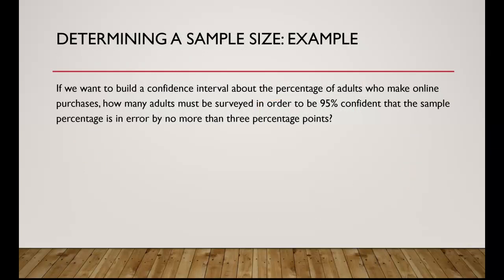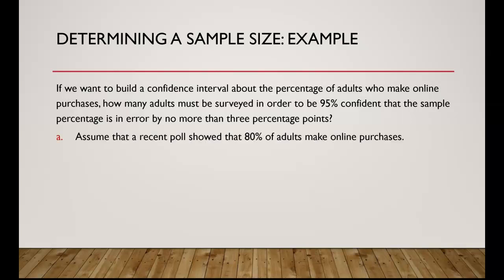Let's read the following example. If we want to build a confidence interval about the percentage of adults who make online purchases, how many adults must be surveyed in order to be 95% confident that the sample percentage is in error by no more than 3 percentage points? The first part, we will assume that a recent poll showed that 80% of adults make online purchases. So we do know p hat is 0.8, 80% as a decimal. Therefore, q hat would be 1 minus p hat, 0.2.